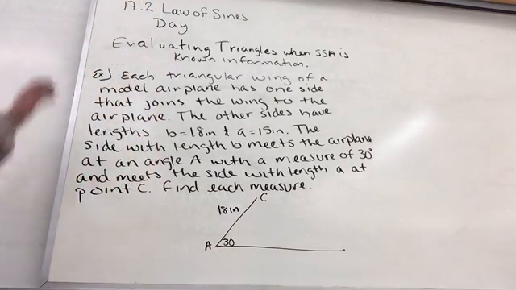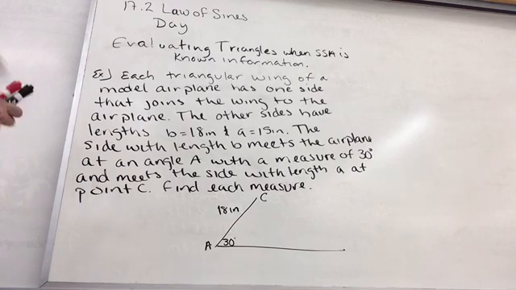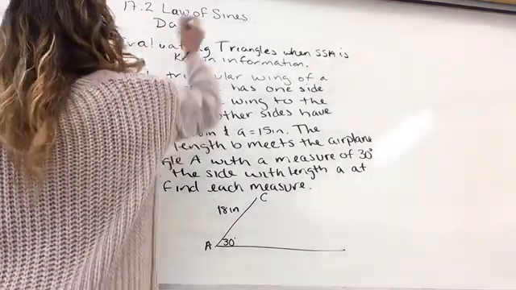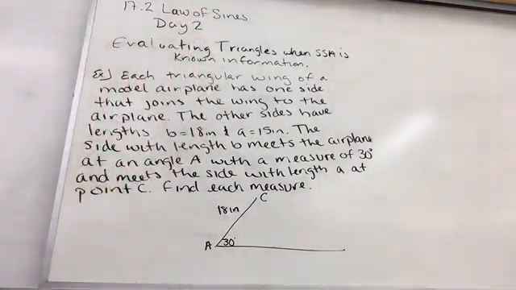All right, so we are looking at 17.2 law of sines, day 2. Evaluating triangles when SSA is known information. You guys talked about congruent triangles last year in Math 2. SSA is when you have two triangles and two sides are congruent and the angle in between is congruent. We do, actually, the two sides are proportional.